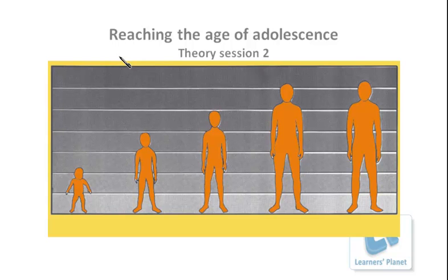Let's continue with the chapter Reaching the Age of Adolescence. This is the second theory session of this chapter, and in the earlier session I explained to you about the secondary growth in human beings. Right. Now in today's session I will explain to you about sex determination and how health should be maintained during the secondary period, or I can say during puberty.